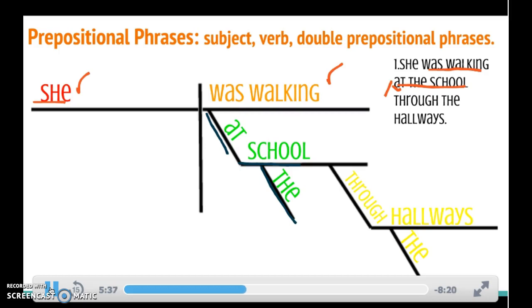Now we're going to look at the next part. Through the hallways. So let's read again the sentence. She was walking at the school through the hallway. So through the hallways is describing where, at the school. So it's going to go below at the school, because through the hallways is describing at the school. So we're going to write as normal the same thing: through below the noun. And now we're going to do the same operation. The is an article, hallways is a noun or object, so the goes below hallways because the is describing hallways like normal, and that's it.